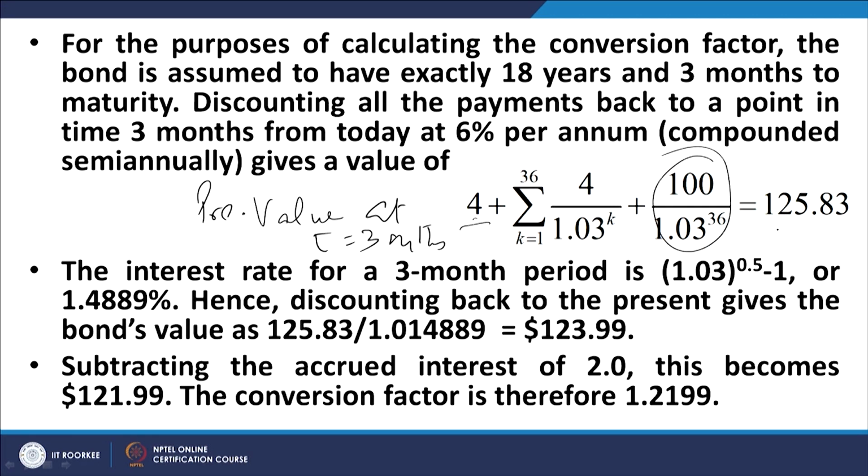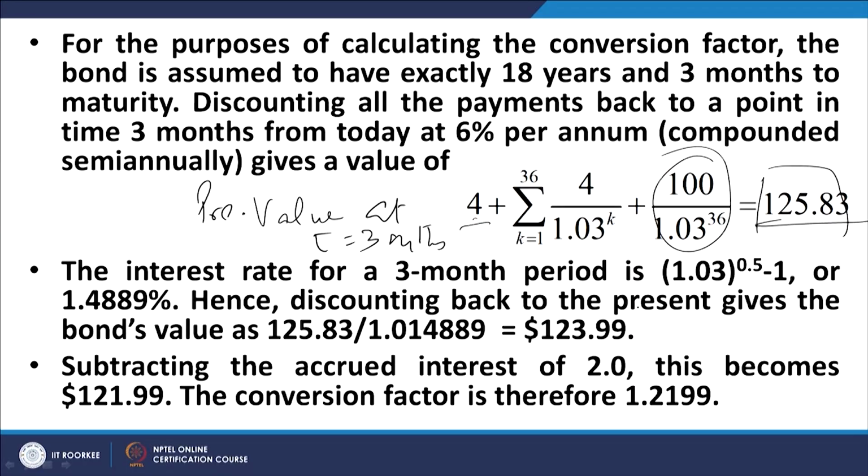This entire thing works out to 125.83. So, what is this figure? This figure is the present value of the bond worked out at t equal to 3 months from now. It is not at t equal to 0. I reiterate that it is not at t equal to 0, it is at t equal to 3 months from now.